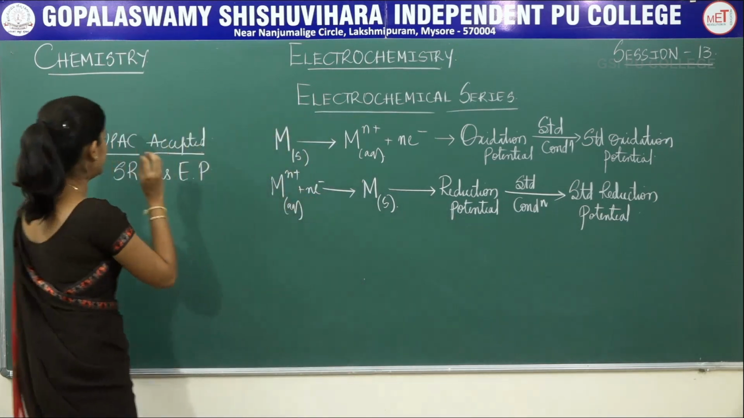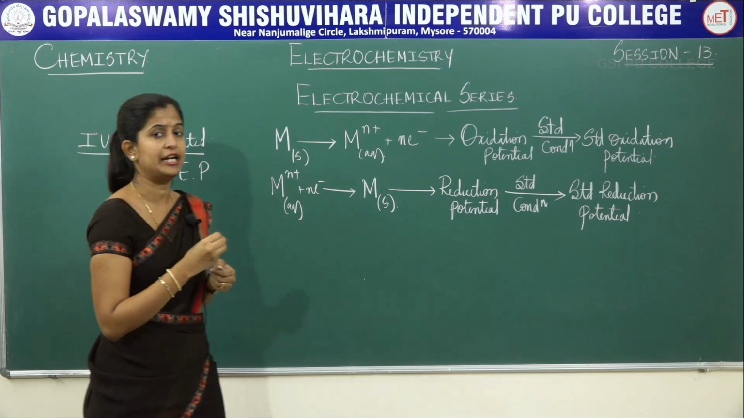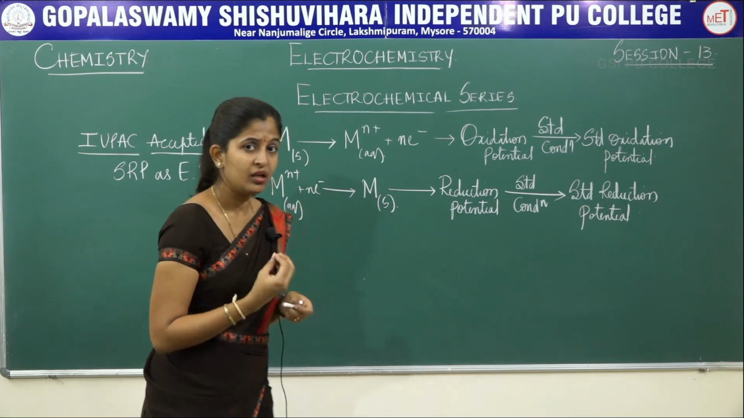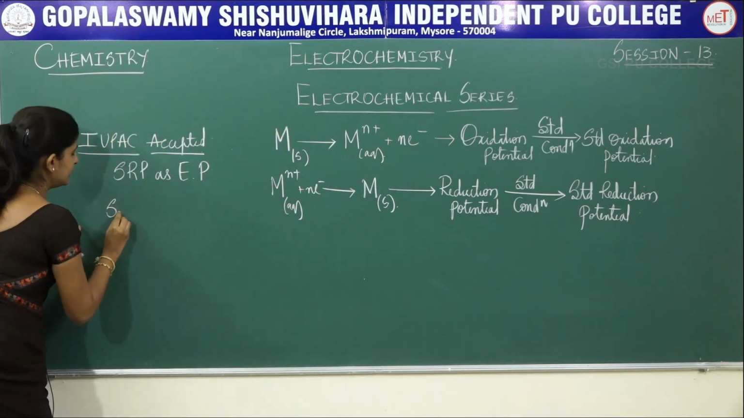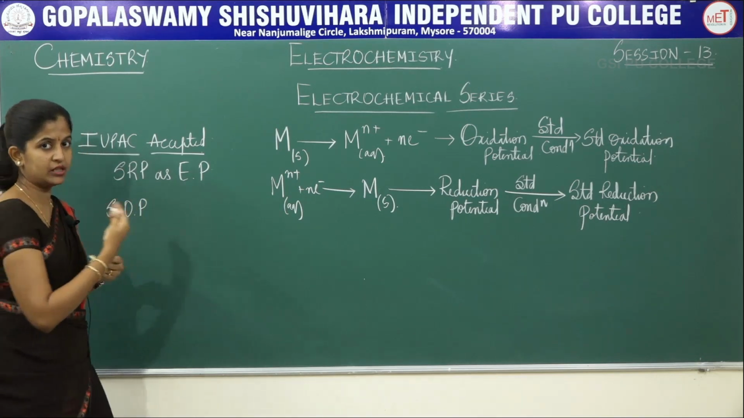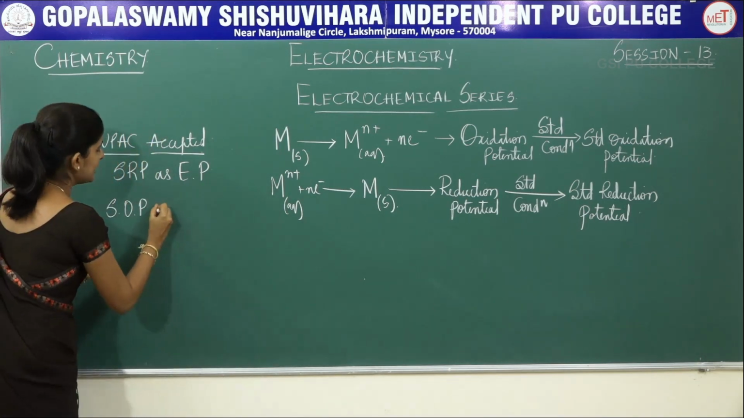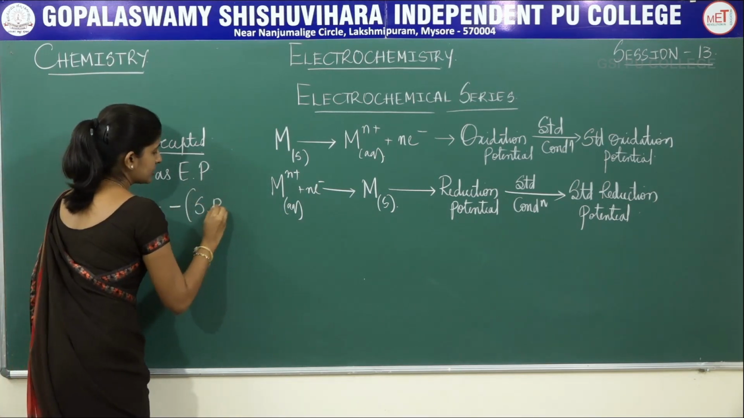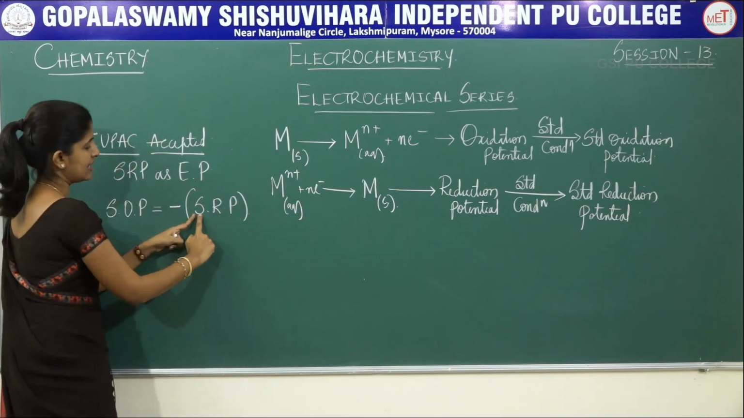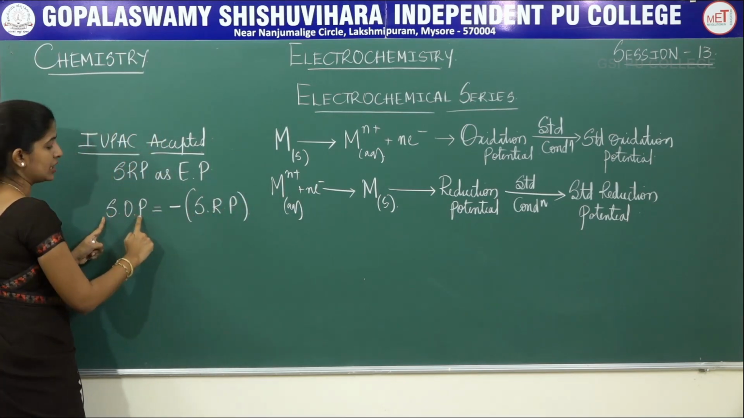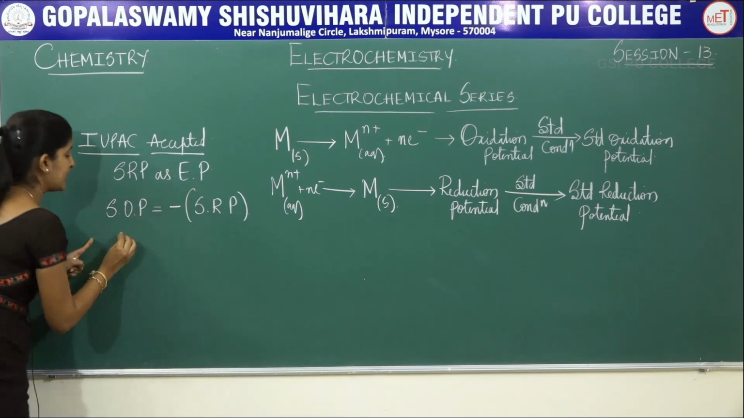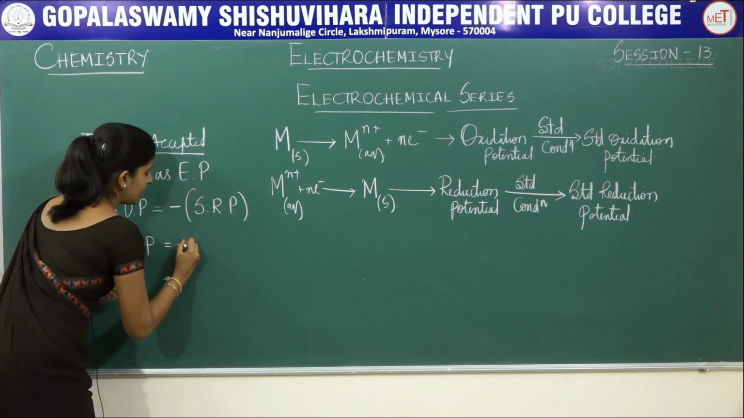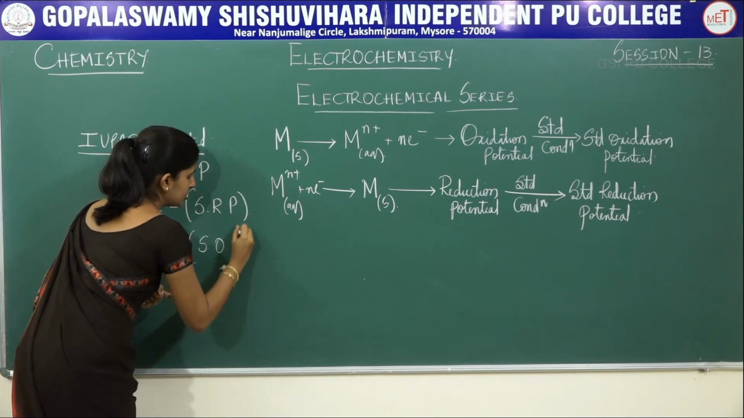Then, if it is mentioned as standard oxidation potential, what do you have to do? Very simple. If standard oxidation potential is given and you want to convert it into standard reduction potential, the standard oxidation potential is equal to minus of the standard reduction potential. Or vice versa, if standard reduction potential is required and standard oxidation potential is given, you take minus of the standard oxidation potential.